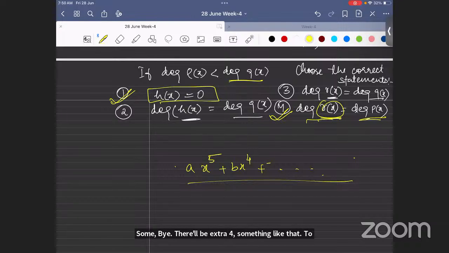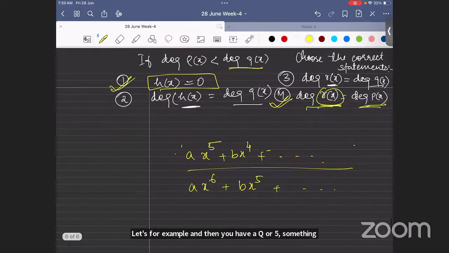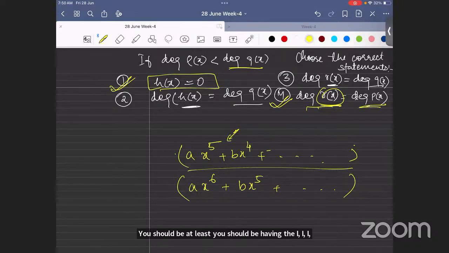So the denominator part has a degree more than the numerator part. So here it would be x to the power 6, for example, and then you have x to the power 5, something like that. And if you have to divide this one, you already know that you can't divide this, right? You should have the numerator part as a higher degree. If you have a numerator with a lesser degree, you can think of it as a remainder directly, because you would have done something and then got this remainder, because the remainder is whatever you can't divide in the end by the divisor.